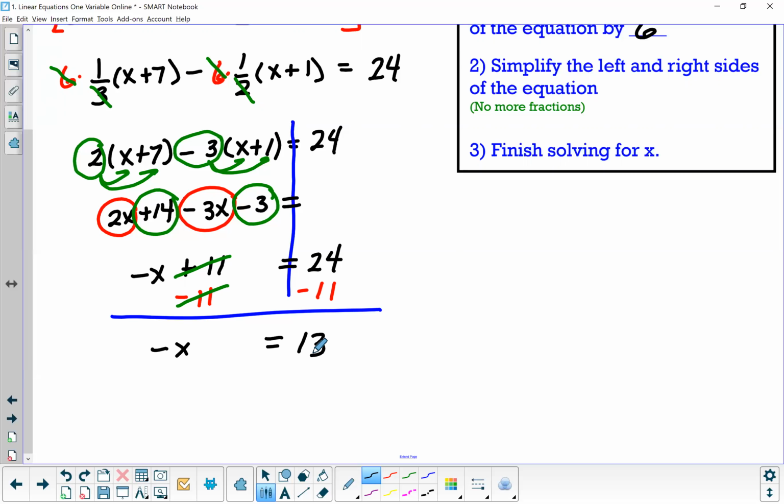Okay, we're not done. We have not solved for the variable because we need 1x, not negative 1x. So therefore, you can either multiply both sides by -1 or divide both sides by -1. Most people do division, so that's what I'll do as well. So we're dividing by -1. So we get negative x divided by -1 is 1x, equal to 13 divided by -1 is -13. And we are done.